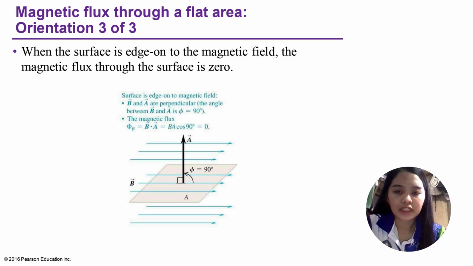Finally, when the surface is edge on to the magnetic field, the angle is 90 degrees and the magnetic flux through the surface is zero. This is because there is no component of the magnetic field passing through the area.